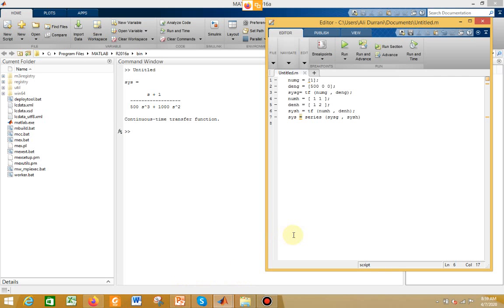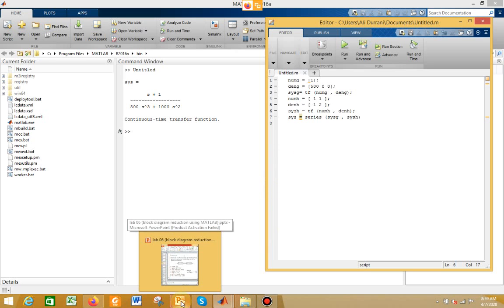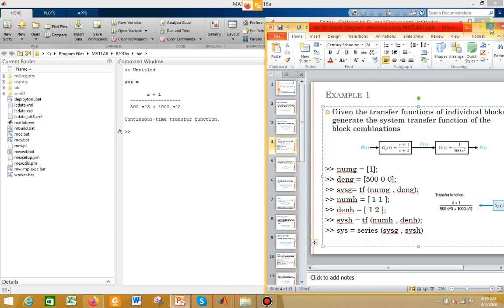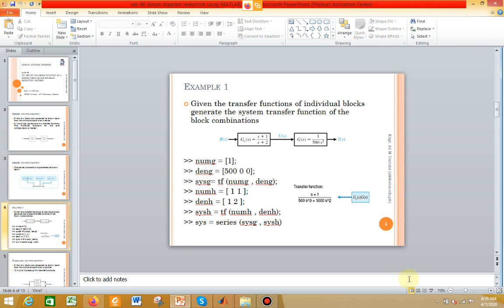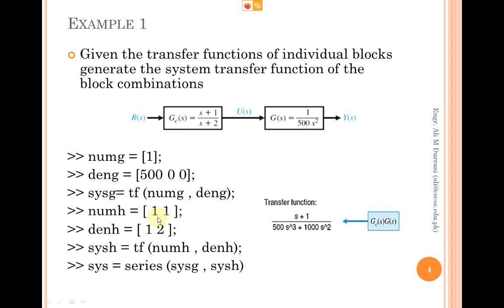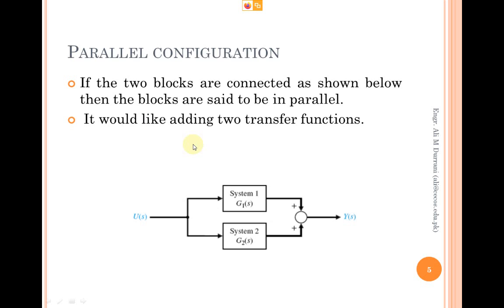So this is how you will combine two or more transfer functions in series. Okay, so I hope that first example is clear. Now we will go towards the parallel configuration.